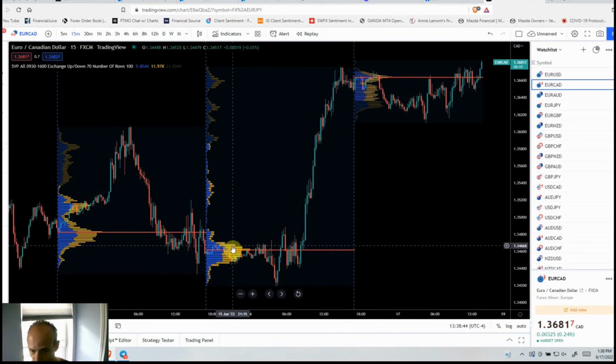Right where I have my pointer right now, this is the volume at 134.668. I happen to be looking at the Euro Canadian dollar, and you can also see, up in this area right here when I put my cursor back, the buys and the sell orders within that area. So at this particular bar, there was 9.854 thousand.